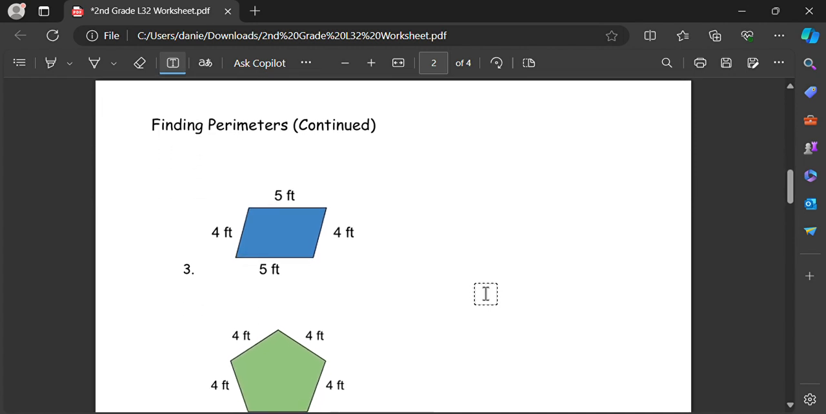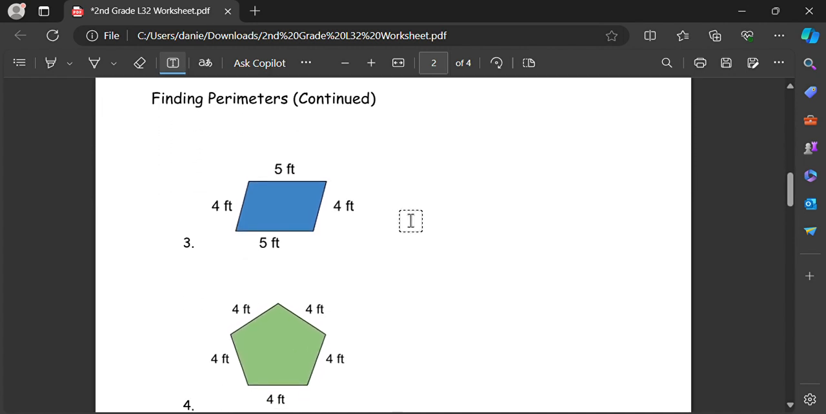Okay, continuing. This one is like the example shown. So 2 sides here are 4 feet. So one side, 2 side, and then the other 2 sides are 5 feet. So 5 plus 5, and we know 4 plus 4 is 8, and 5 plus 5 is 10. So the answer to this would be 18 feet.